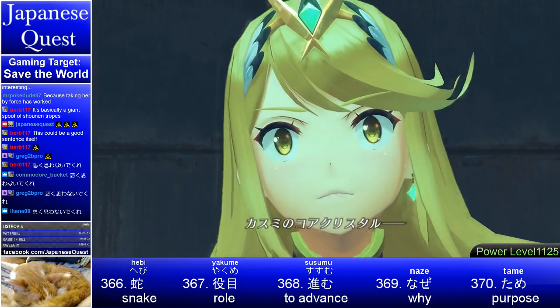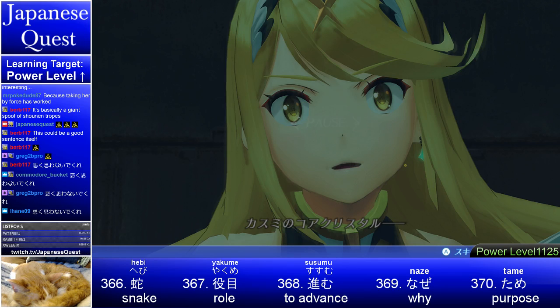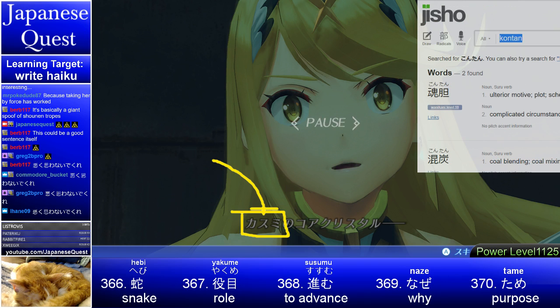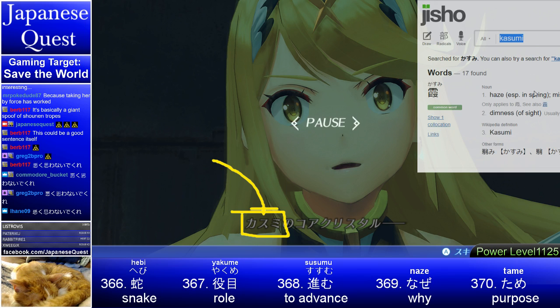Are wa, Kasumi no core crystal. It's Kasumi's core crystal. I think Haze is her name in Japanese. By the way, that's useful to know. If you know her name in Japanese and English, you also get to learn a word. Let's see, if we don't have this word yet, let's add this to our power level. I would think we probably have it from this game, but I'm not sure. Kasumi. Haze. Especially in the spring.